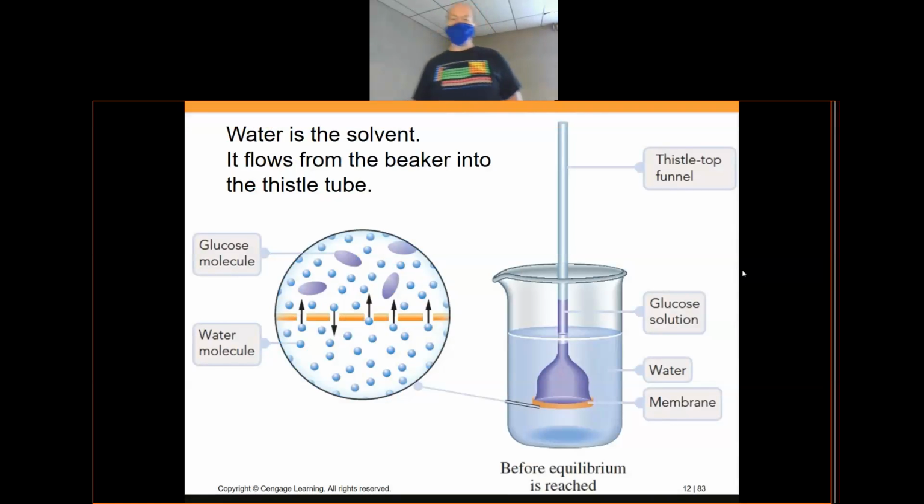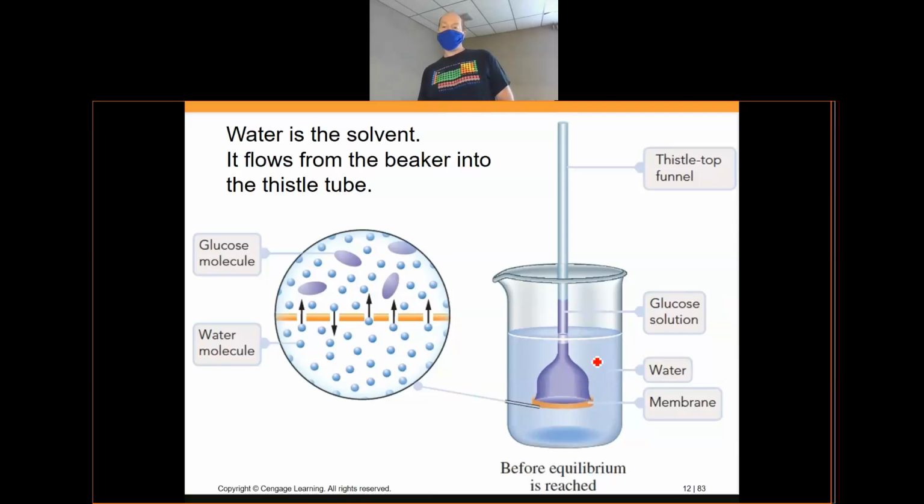All right, so you can set up a little demonstration. You can get a semi-permeable membrane, put it on this fancy funnel called a thistle tube. And in this thistle tube, you're going to put a bunch of glucose, so a strong glucose solution. And in the beaker, you're just going to put pure water. The only thing that can flow is your solvent, in this case, water. The water can go through the semi-permeable membrane, and it's going to go until you get equal concentrations.